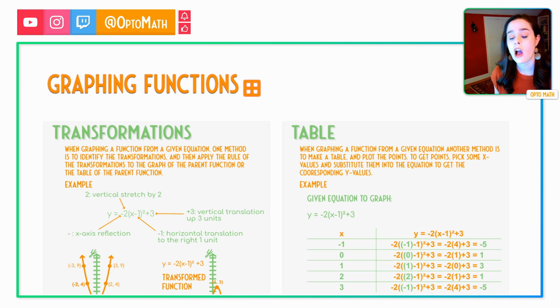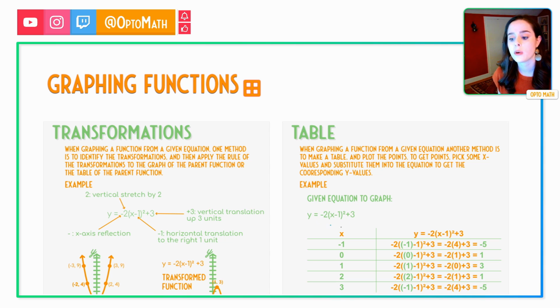Let's look at our tables. So when graphing a function from a given equation, another method is to make a table and plot the points. To get the points, just pick some x values and substitute them into the equation to get the corresponding y values. So you're really just applying the rule of function evaluation. You get to choose whatever x values you want. It's a pretty good rule to choose some that are negative, probably 0, and then some that are positive, because most functions will have some values for both sides of your x-axis.